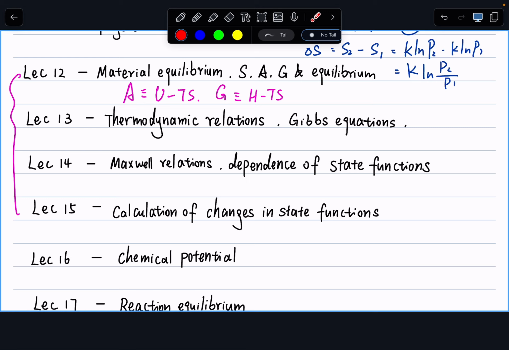Yes? For A, it's also material equilibrium? Right, so for both G and A, we're talking about material equilibrium. Now I want to raise one question.